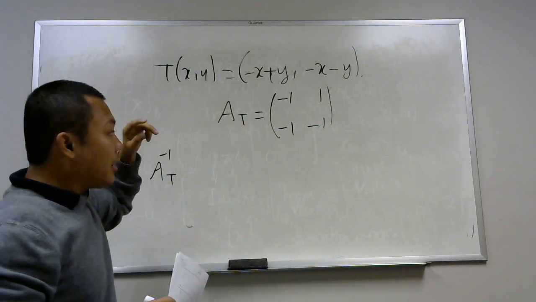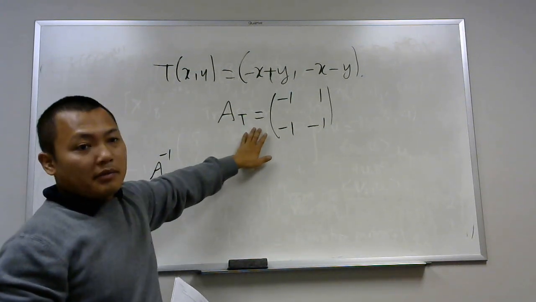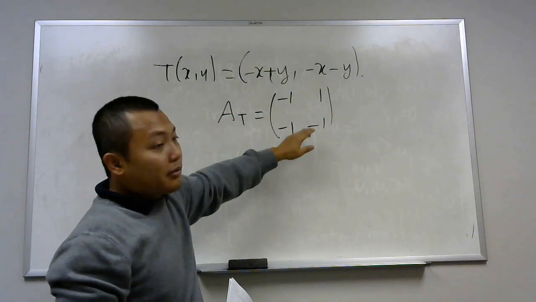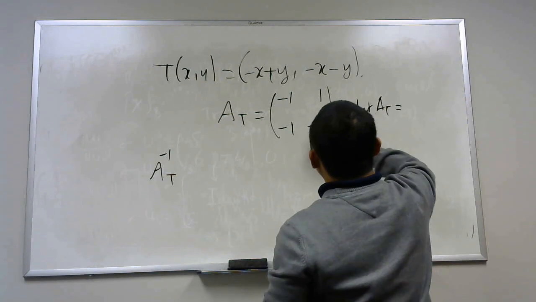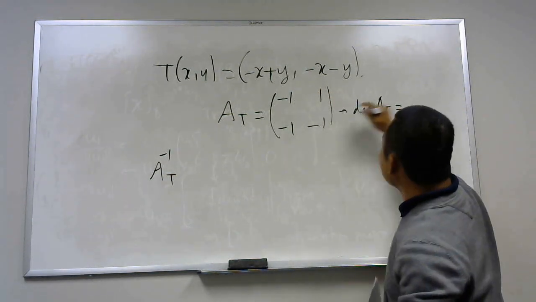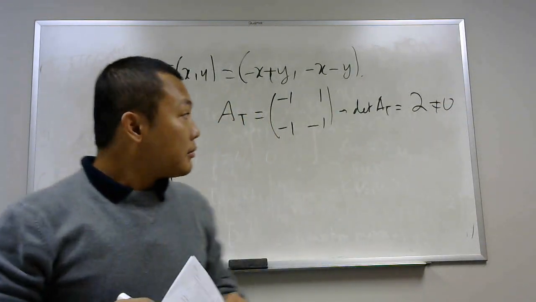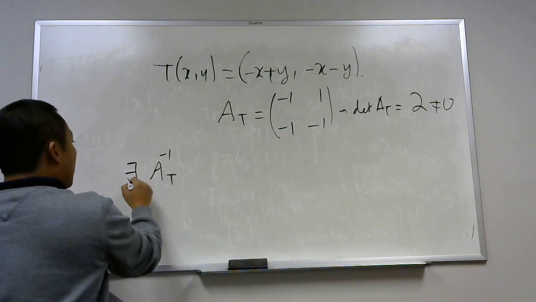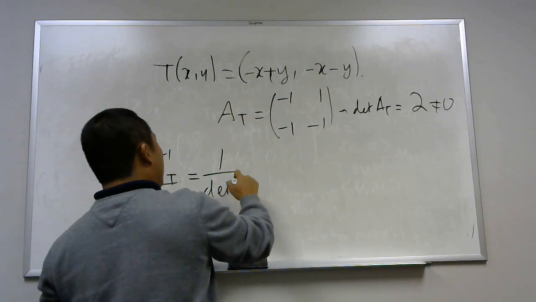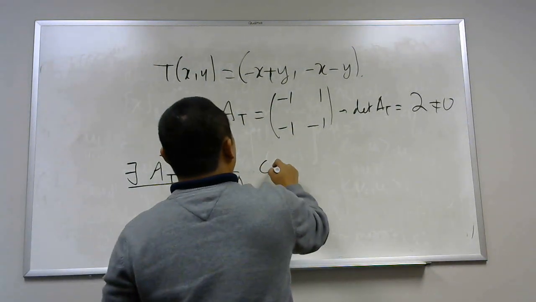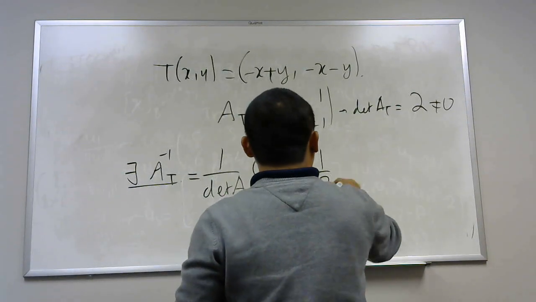Make sense? Let's do that at least one time, and we'll see. So is this matrix invertible or not? In order to do that, we just need to check the determinant, right? The determinant of A_T is what? 1, plus 1 is 2, which is not 0. That means A_T is invertible. How to find A_T inverse? A_T inverse is equal to 1 over the determinant of A_T, times the cofactor transpose. So the determinant is 2. That means 1 over 2.